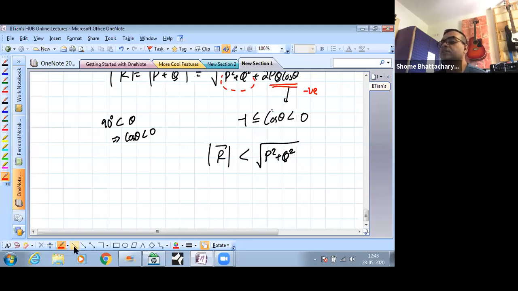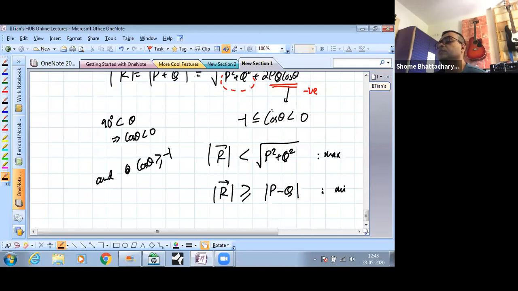Okay? Whereas on the other hand, cos theta's minimum value is minus 1. Okay? So that means R is greater than or equal to the magnitude of P minus Q. Because on the other hand, this is like the maximum value in this case. This is like the minimum value in this case. But just remember, in the maximum value, you don't include the equality term because theta has to be greater than 90.